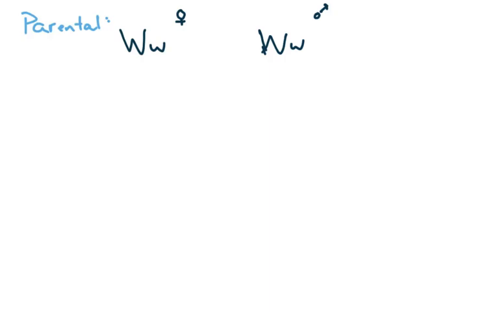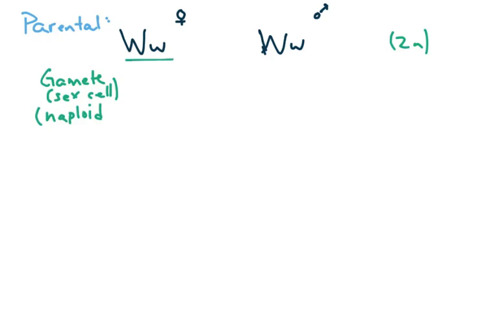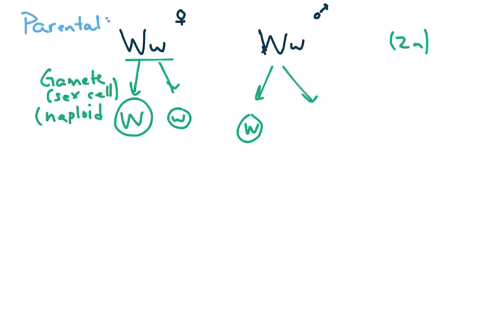Well, in order to go from the parent to the gamete, and a gamete is a sex cell, and a gamete is haploid, so this is diploid. To go from diploid to haploid, what process has to take place? Meiosis. So meiosis had to happen, and what was formed from here, the gamete for the female is usually the egg, you either formed a big W egg or a little W. Right? This is all review, so I can do this quickly. The sperm over here would be big W or little W.